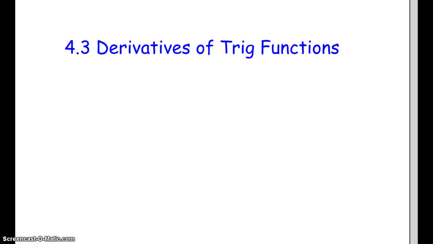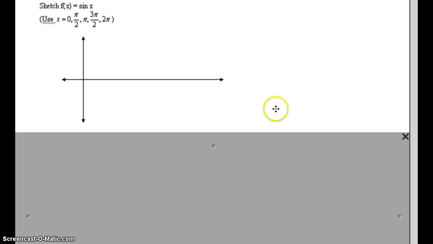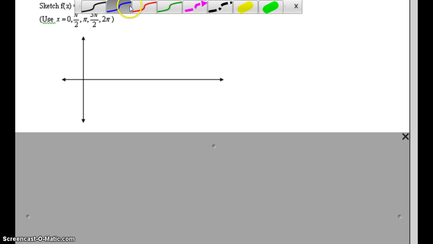And there are a couple times throughout the video that you might want to pause and try a couple things on your own, and then push play when you're ready to check, all right? So 4.3 is all about derivatives of trig functions. And just to give you a little background, we are actually going to be doing more of this when we see you in class next time. But let's go ahead and do it for sine.